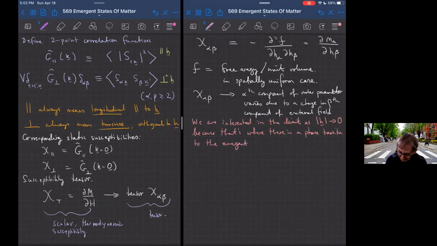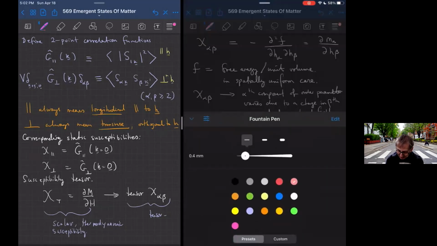To the emergent state, and that emergent state is one that has degenerate minima, as we saw from the picture of what the free energy looks like. Okay, so that's what we're interested in computing. So now let's think about what symmetry tells us about this.